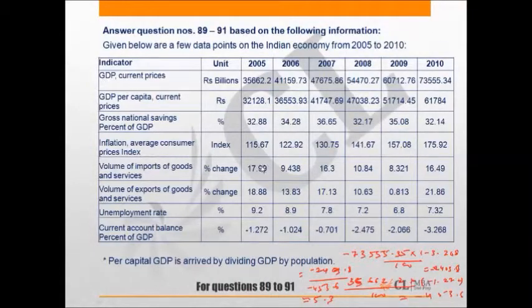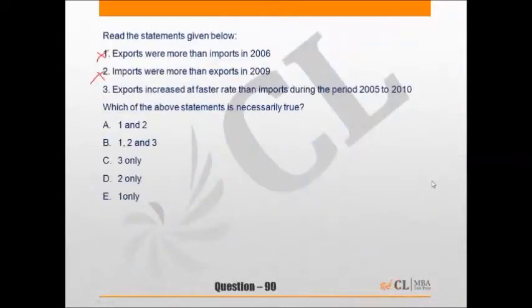From the table it can be seen that export in 2005 as a percentage of change was 18.88% and in 2010 was 21.86%, and in case of imports the figures were 17.99 and 16.49. So from here it is obvious that exports grew at a faster rate compared to imports during the period 2005 to 2010. Therefore, statement 3 is correct and option C states only 3 is correct. Therefore, option C is the correct answer.